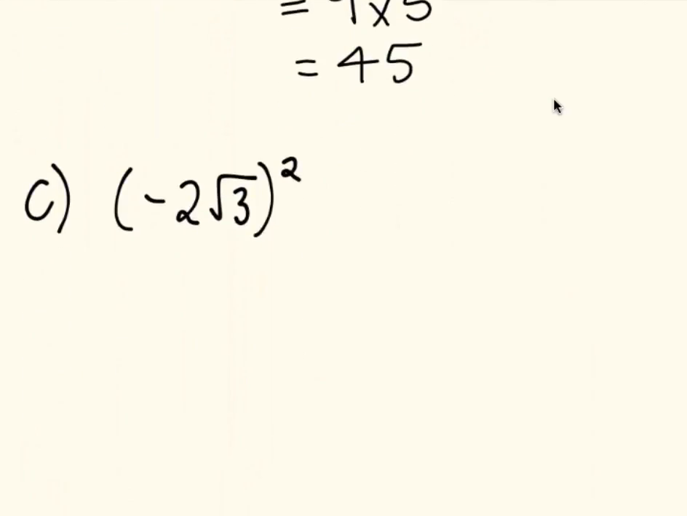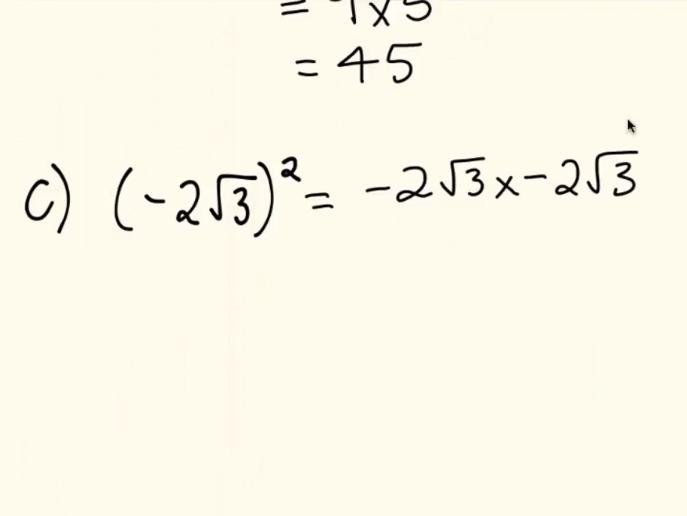Okay, in part C, again we are squaring. So don't forget that if we're squaring something and the negative sign is inside that bracket there, then it will be minus 2 root 3 times minus 2 root 3. A common mistake is to leave off that second negative symbol there. You must include that. Okay, once again, you can only multiply the numbers out the front together, and then you can only multiply the surds together.